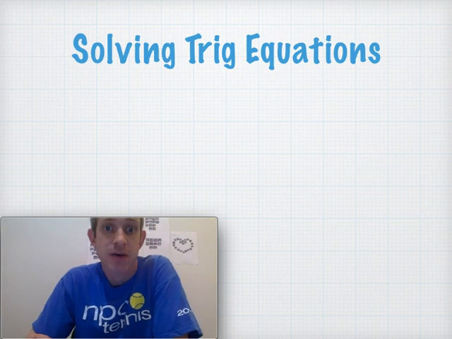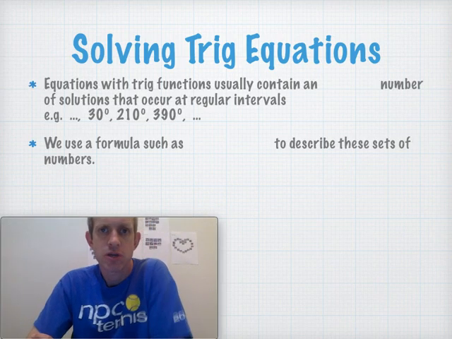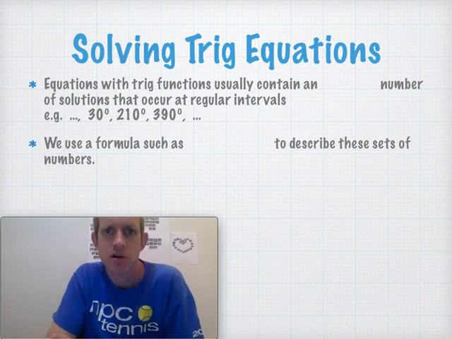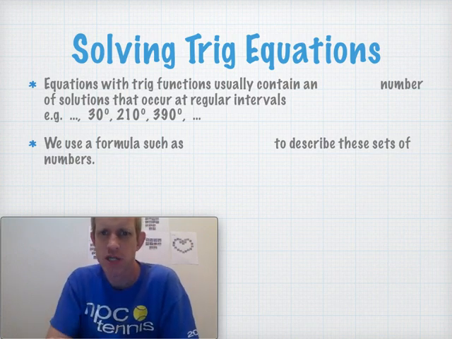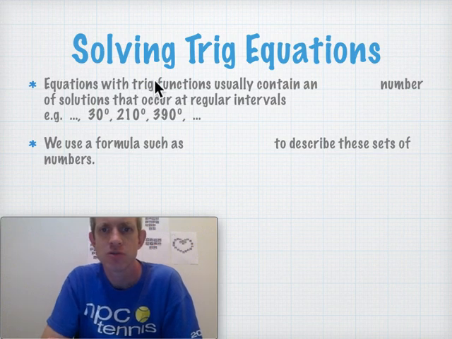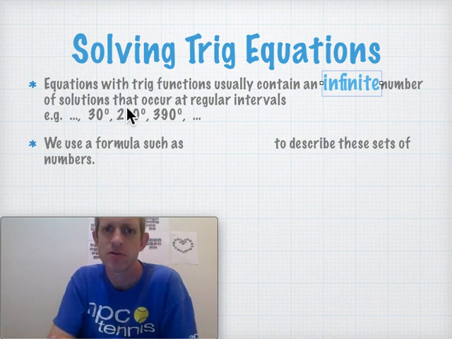Today I want to show you how to solve some trig equations. Trig equations are unique when you're solving them because instead of having just one answer or two answers, they usually contain an infinite number of answers, usually at regular intervals. For instance, you might have an answer of 30 and then another answer of 210 and another answer of 390, and it's impossible to list them all.